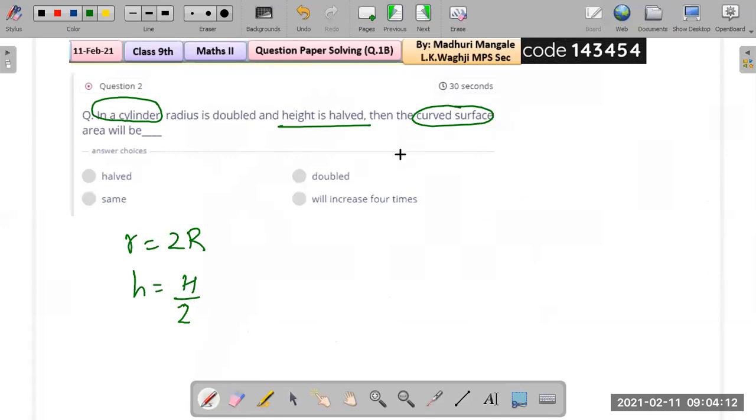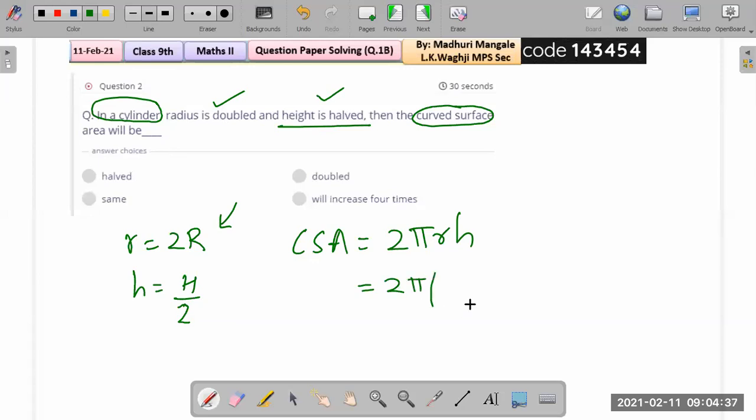We are asked to find the curved surface area of a cylinder. What is the formula for the curved surface area of a cylinder? That's CSA, curved surface area, equals 2 pi rh. The question is, what will happen to this cylinder if the radius is doubled and the height is half? So we replace r with the new value, twice of r. 2 pi as it is, this becomes twice of r, and times height, which is half.